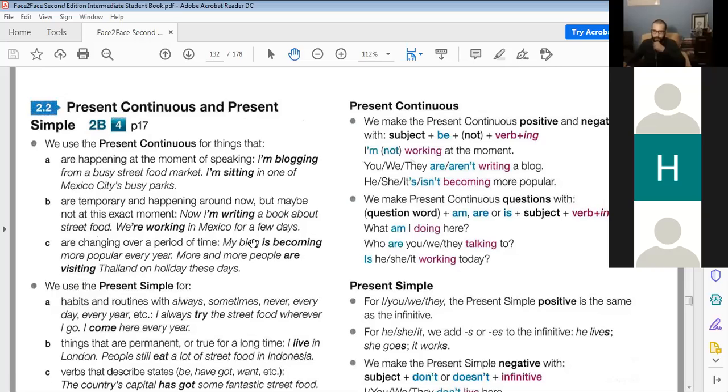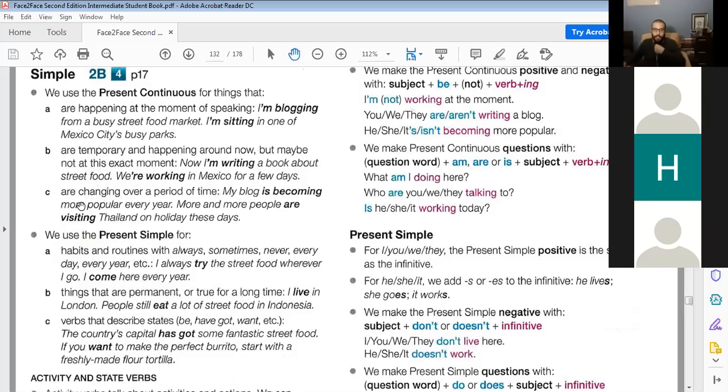It's not permanent. Okay. Now, before we do the present simple, we also use the present continuous for things changing over a period of time. My blog is becoming more popular every year. More and more people are visiting Thailand. He's talking about changing trends. Do you know this word, trends? So a trend is something which is changing over time. And trends, you know, they change quickly. One day, everybody's wearing high heels. A few months later, nobody's wearing them, a new trend. Like fashion trends. So this is a change over time.